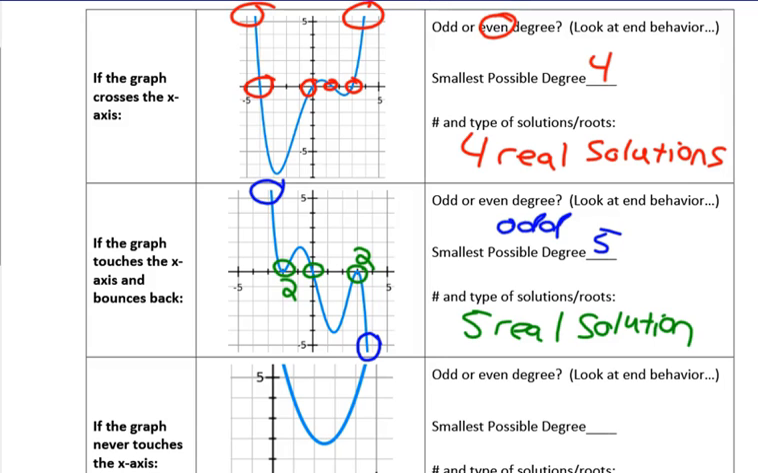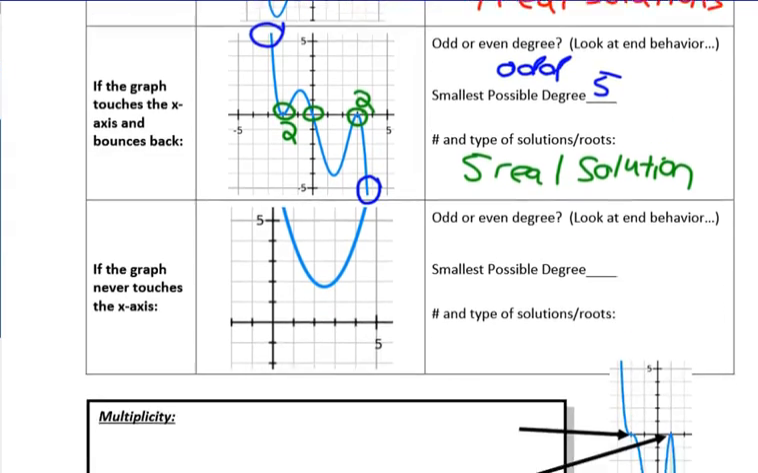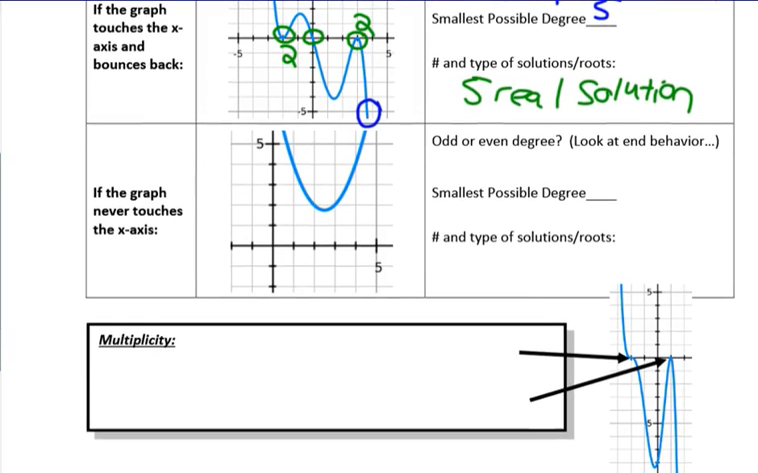All right, let's look at the next one. It's definitely even. The end behavior is going in the same direction, so it's even. How many turning points? 1 turning point. So what's the degree? 2. Remember that it has to match, right? So I should have 2 solutions. None of them cross the x-axis, so I have 2 imaginary.